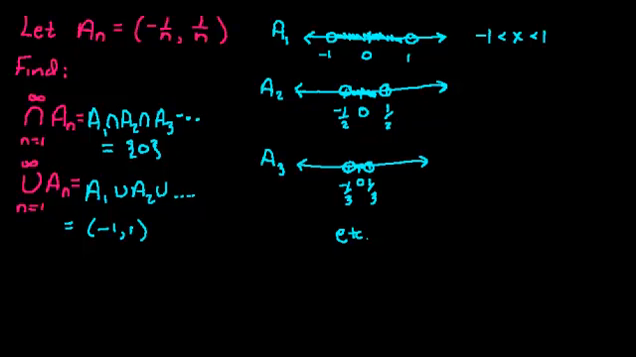Let's do another example. Okay, so for our second example, let B sub n be the half open interval beginning at 3 and ending at 3 plus 1/n. So if we draw out a few of these sets, and then we'll use our imagination to think about what happens if we kept going.